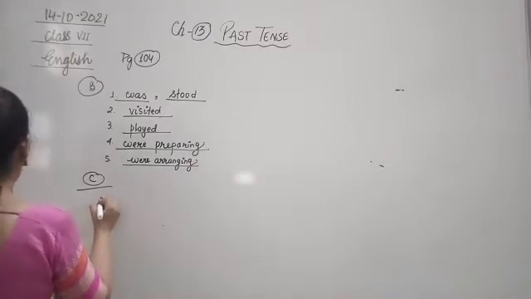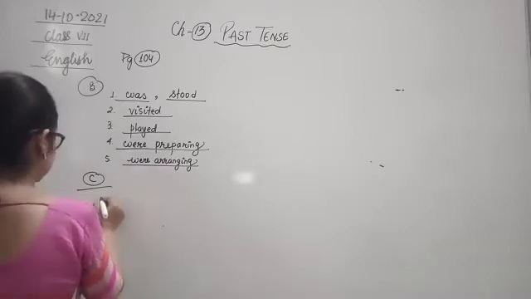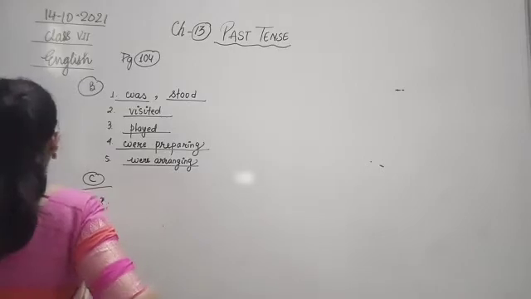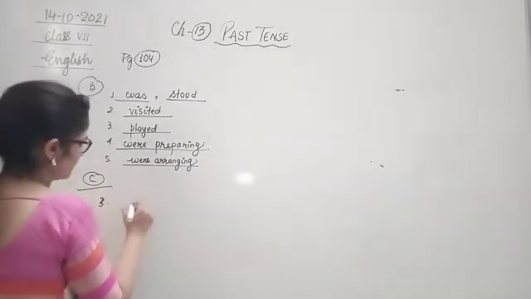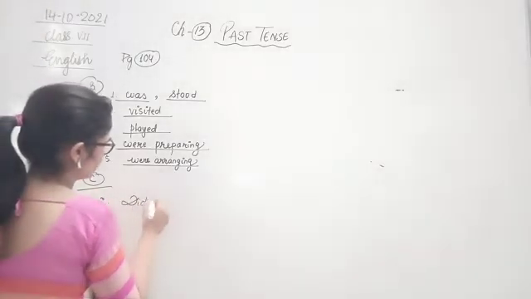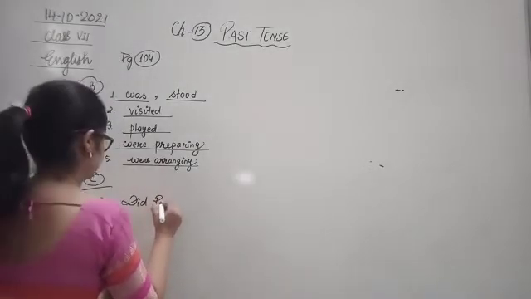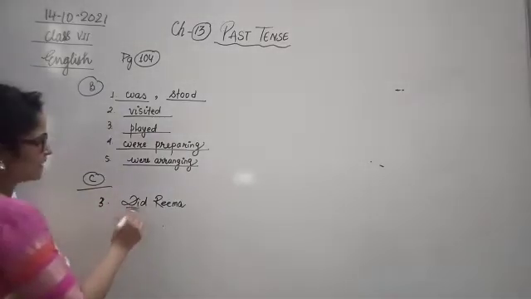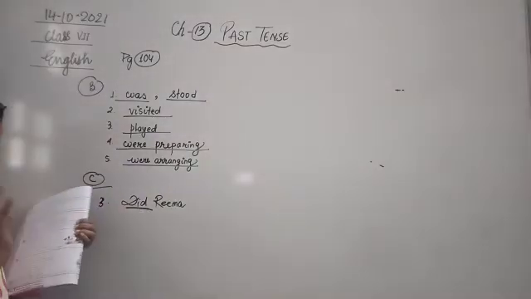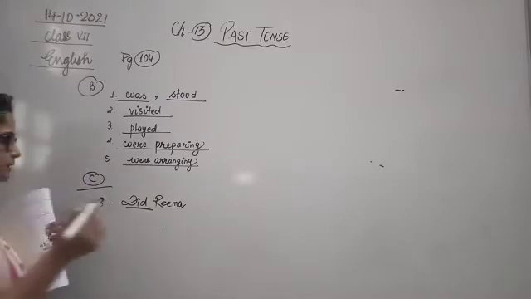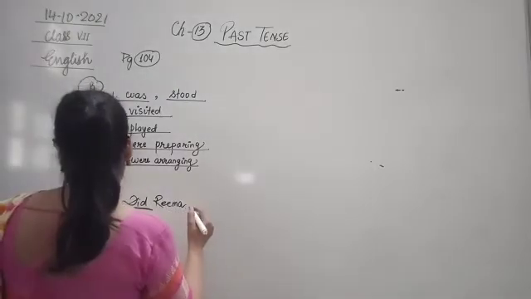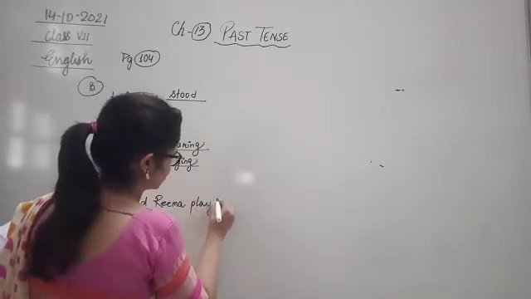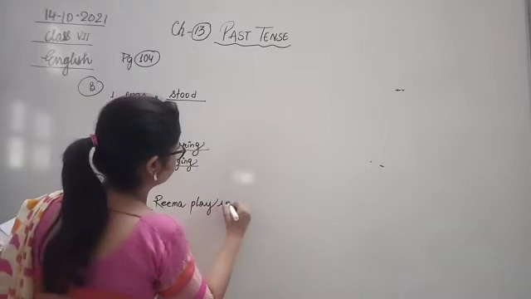Now C number 2 is done, number 3 we will be doing. Rima played in the garden. Did Rima... Children, I told you this before also, that when we have used the past tense, the main verb will change into the basic form, the root verb. So did Rima play in the garden? Played becomes play. Did Rima play in the garden? Question mark.